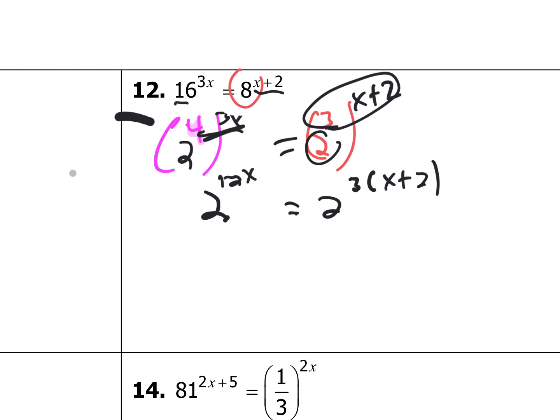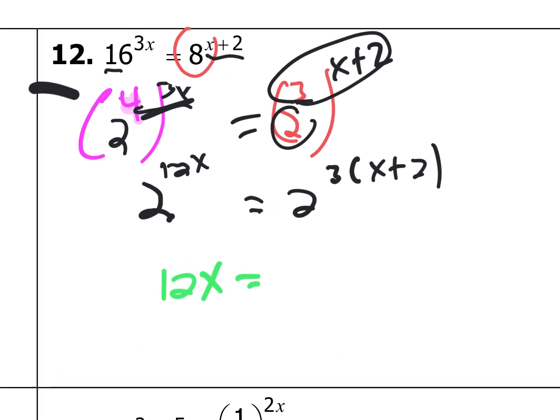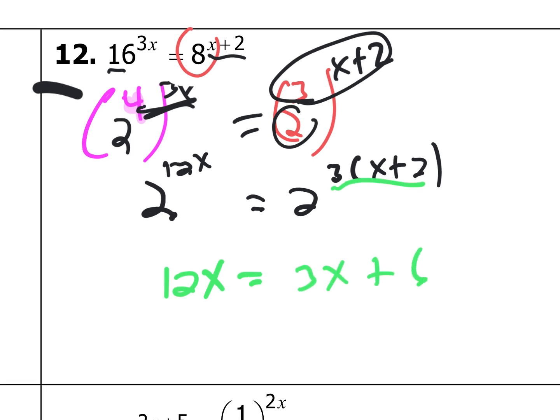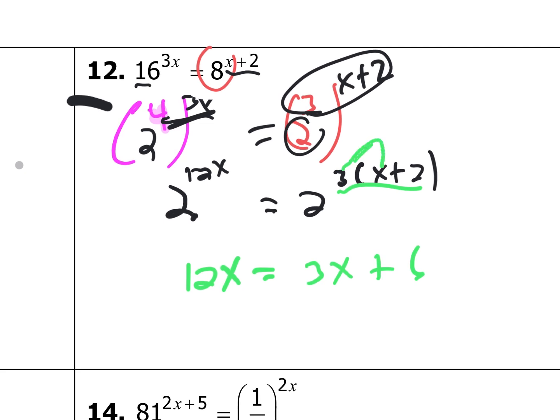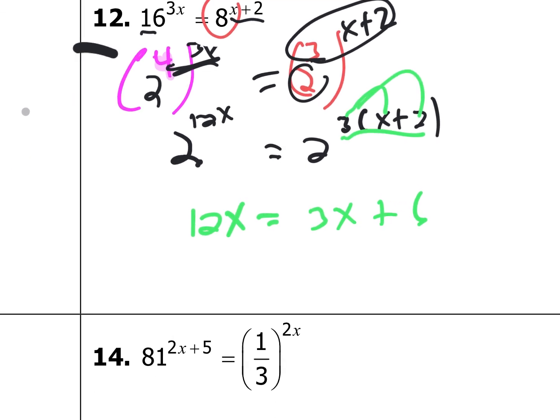Now that we have the same bases, what's true? They have the same base, so what does it mean? The 12x is equal to what? So why didn't you multiply the 3 by the x and the 2? I'm going to right now. I'm just waiting for you to tell me what it is. 3x plus 6. See, she already knew we had to do that. Get all the x's on one side.